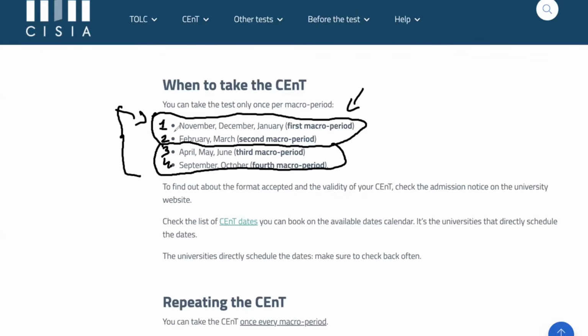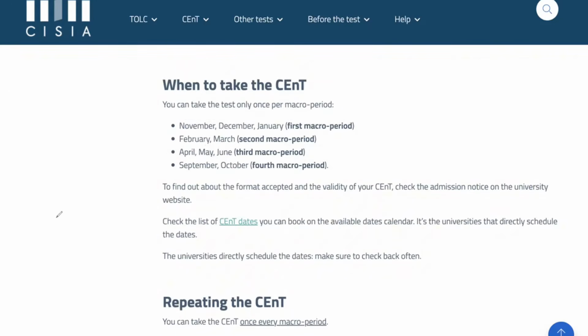And for example, let's imagine that you want to take the exam in the first macro period. Let's imagine you decided to take it in November. So you've taken it in November. I think the exam was on 27th November. By the way, I took it. And I think there are students who already took it in this meeting.